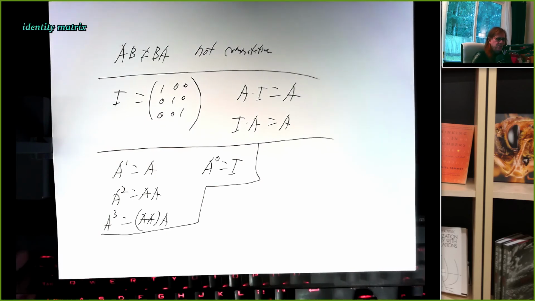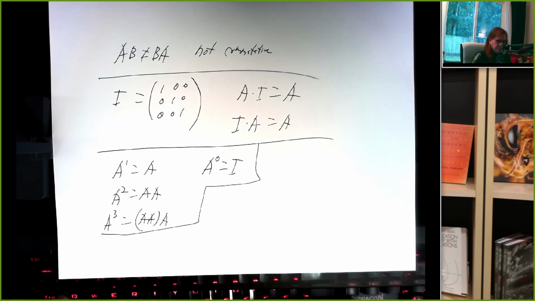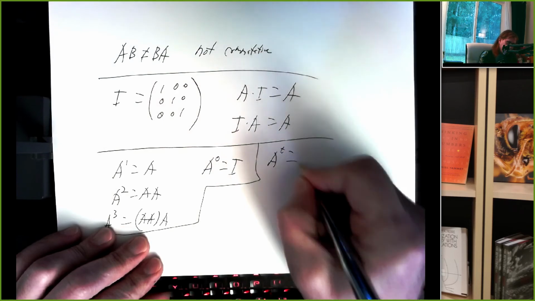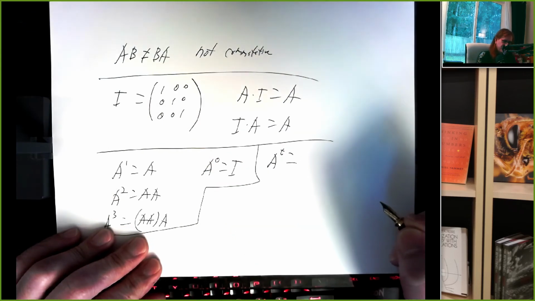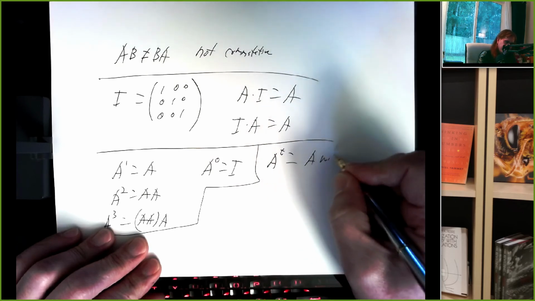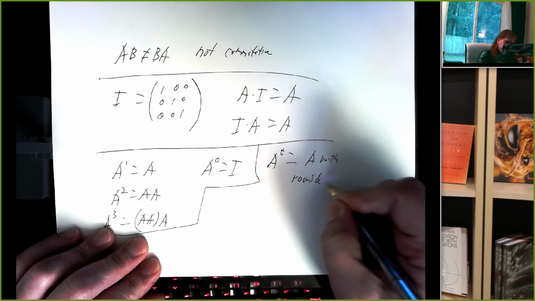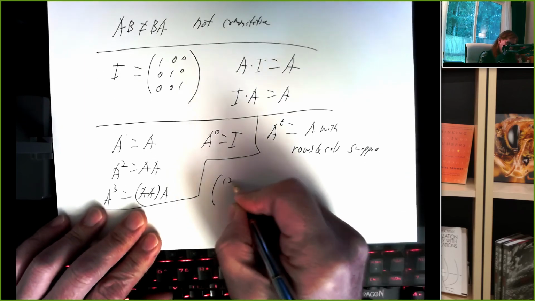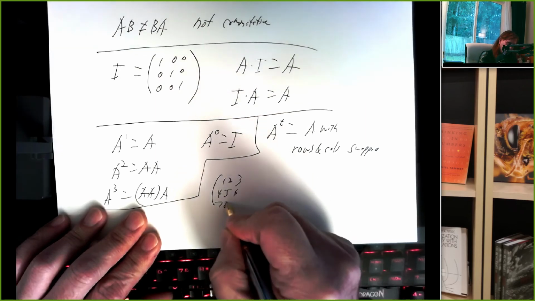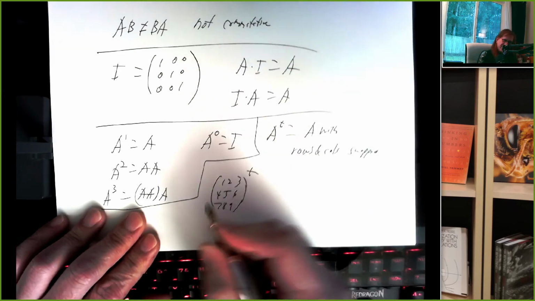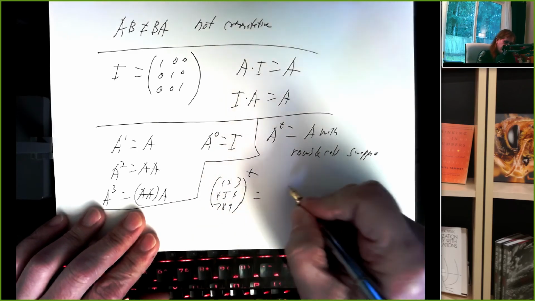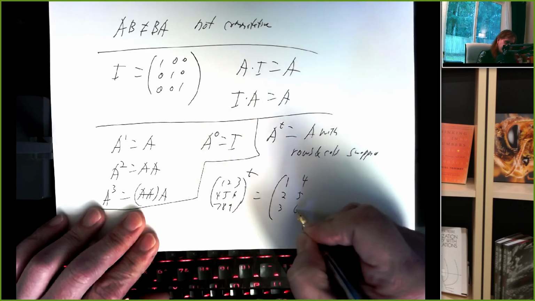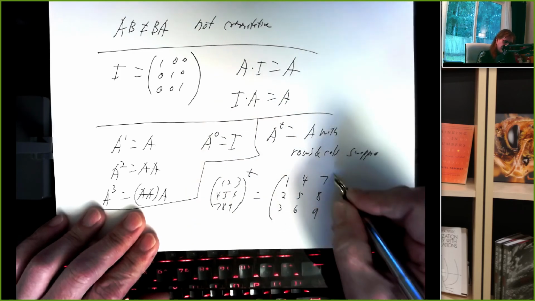So the identity matrix works like a 1. We can do what's called transpose a matrix. So A with a little superscript T equals A with rows and columns swapped. If I have this matrix and I take its transpose, I'm going to take the first row and turn that into the first column, second row into the second column, third row into the third column.